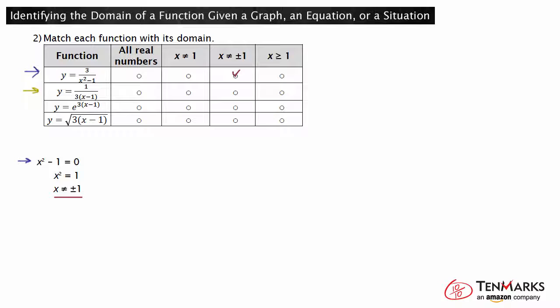Let's look at the second function. This function is also a rational function, so setting the denominator equal to 0 gives 3 times the quantity x minus 1 equals 0. Dividing by 3 on both sides of the equation gives x minus 1 equals 0, and adding 1 to both sides gives x equals 1. So the function is undefined when x equals 1. So the domain of the function is x does not equal 1.